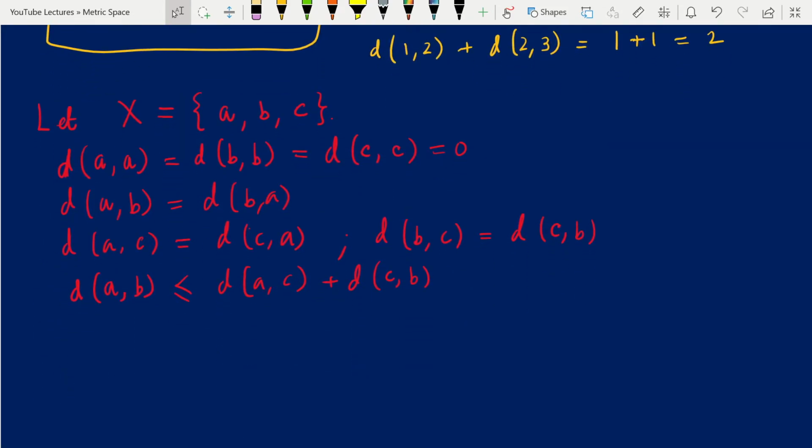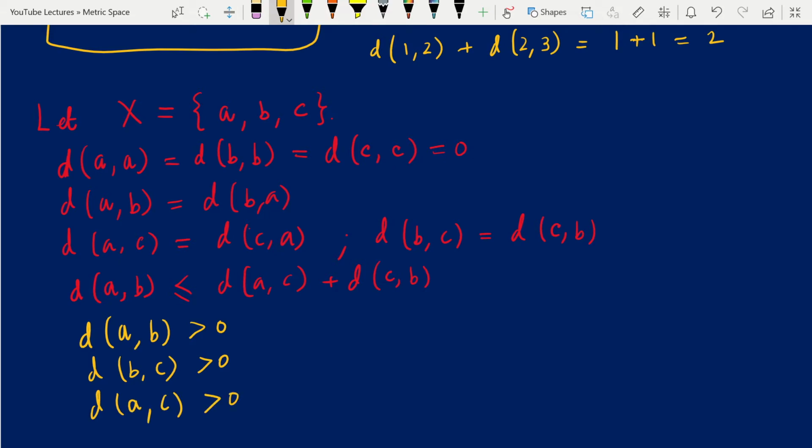So another thing I should state: distance between a and b should be greater than or equal to 0. Distance between b and c should be greater than or equal to 0, and they should be real numbers. Okay, they must be real numbers. And a and c should be at least 0. This also I want.